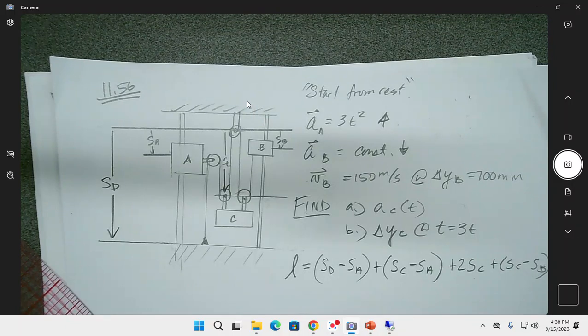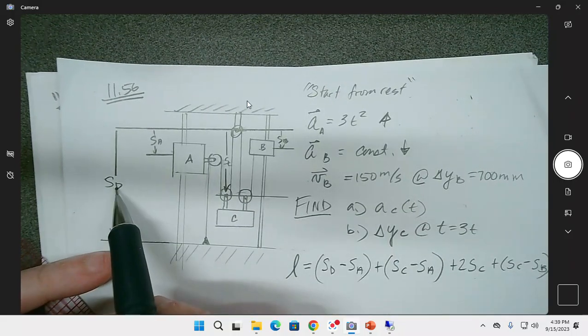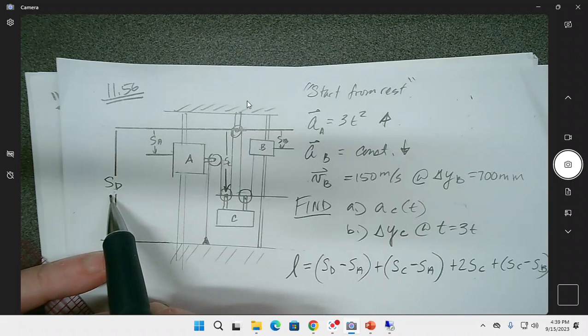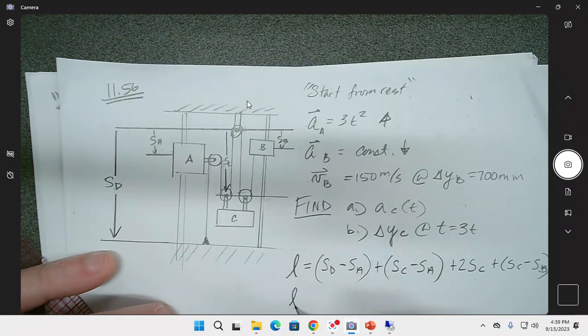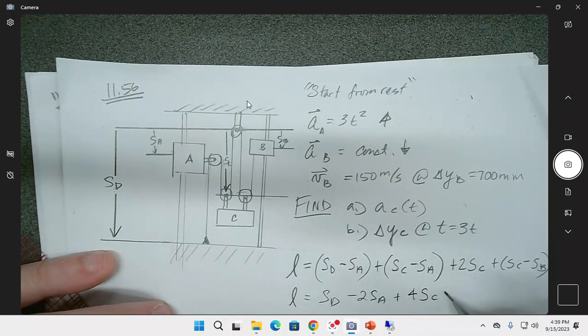I feel as though I'm doing something wrong, but that's the best of my recollection. Notably, SD doesn't change, so when we take the derivative, the SD is going to go away. I'll rewrite it anyway. So we go SD minus 2SA plus 1, 2, 3, 4SC minus SB.